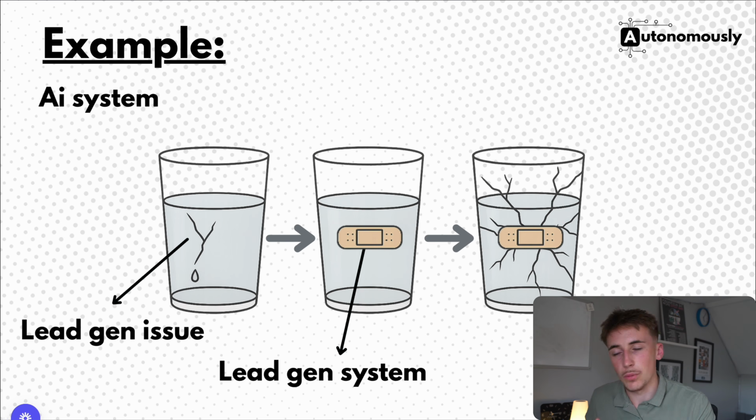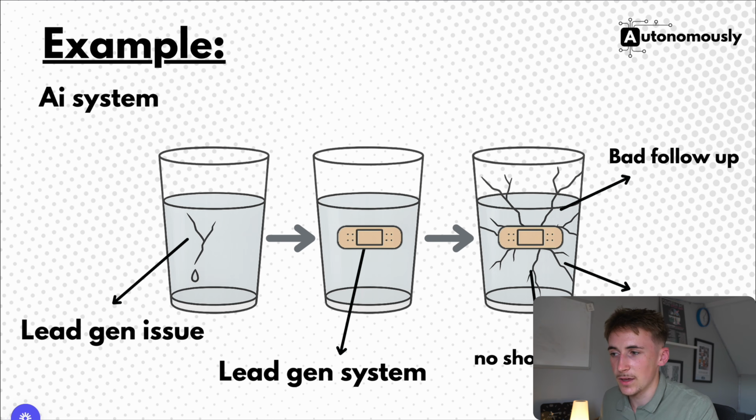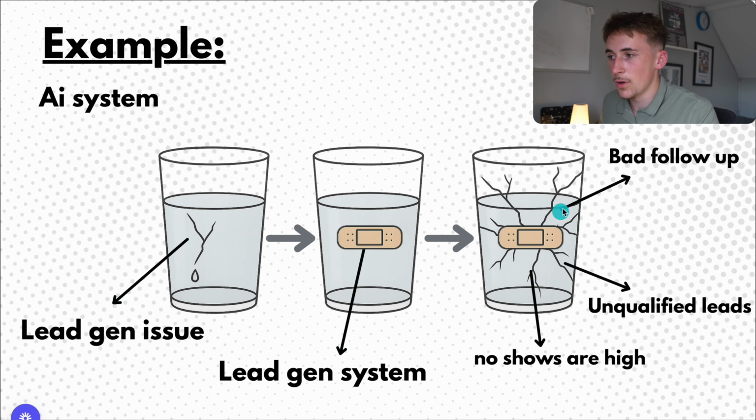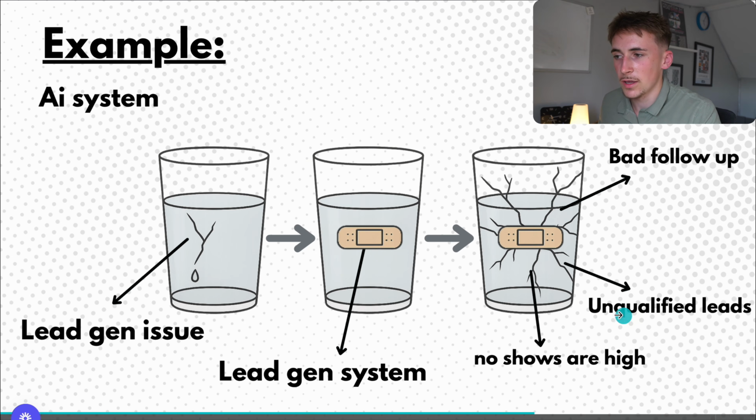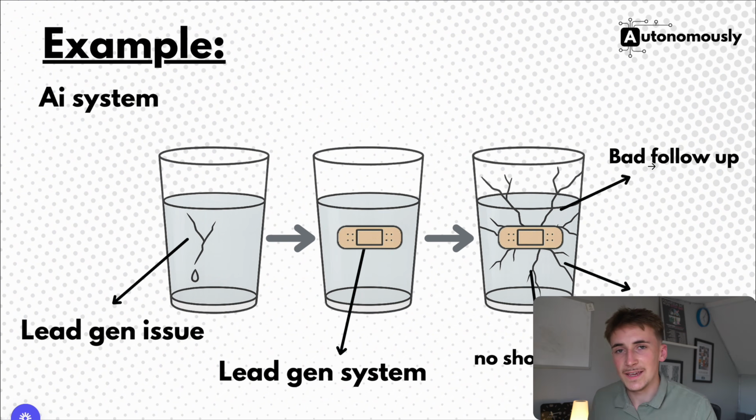And then the next step, you're just going to put a plaster on it, just bandage it up with that lead generation system that I just showed you, to get them some more leads, solve the issue on the surface. Then you can see next down here, more cracks are starting to form after you've bandaged it up. And this is going to be things like no-shows are high, unqualified leads, bad follow-up. So technically, yes, you've solved the issue. They've got more leads through, but when a company says they want more leads, of course, that just means they want to increase revenue.